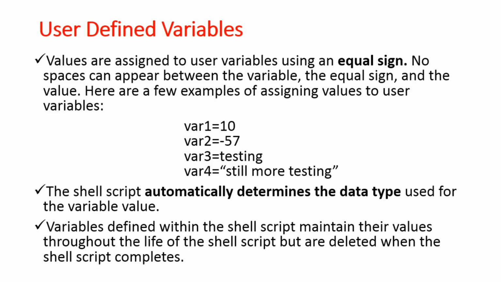Variables defined within the shell script maintain their values throughout the life of the shell script, but are deleted when the shell script completes. So the value of the variable will persist throughout the shell script and be deleted when the program completes its task and is removed from memory.